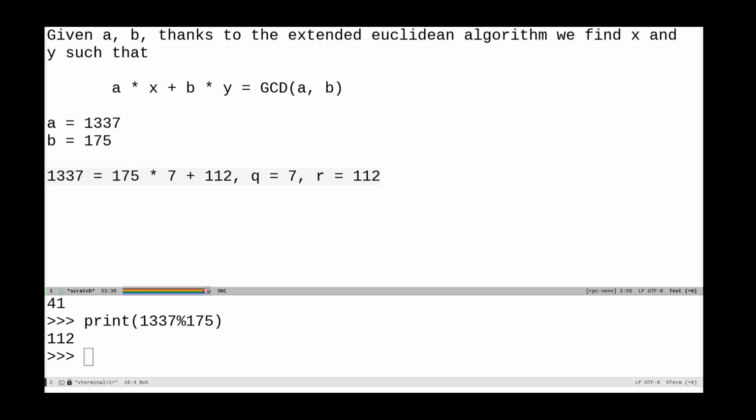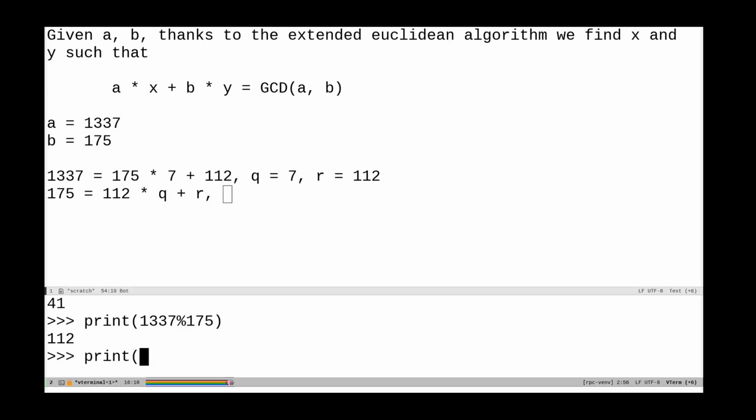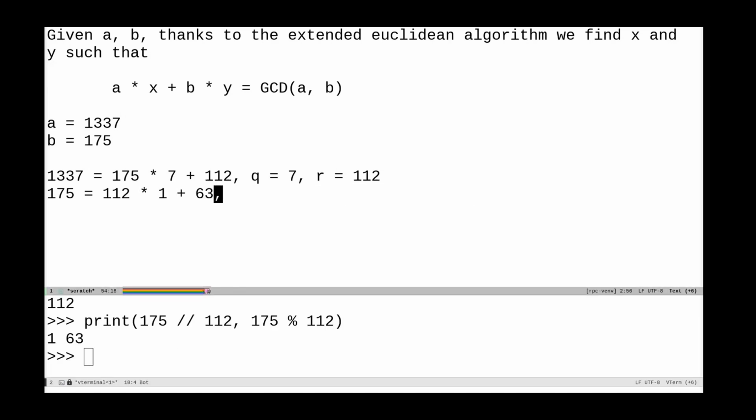After you've done this, you do another division, but this time you divide this 175 by the previous remainder, 112. Once again, you get a quotient and a remainder. This process is a bit boring, and you just have to do it numerically: 175 divided by 112. You get a quotient of 1 and a remainder of 63.